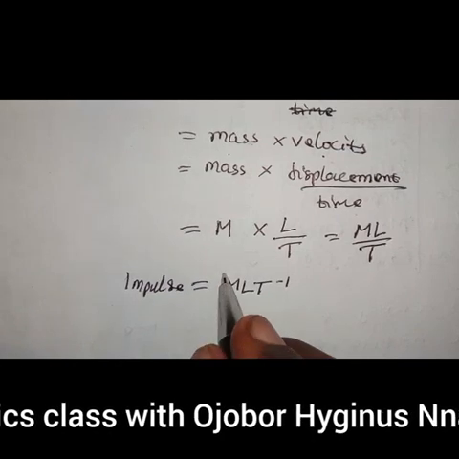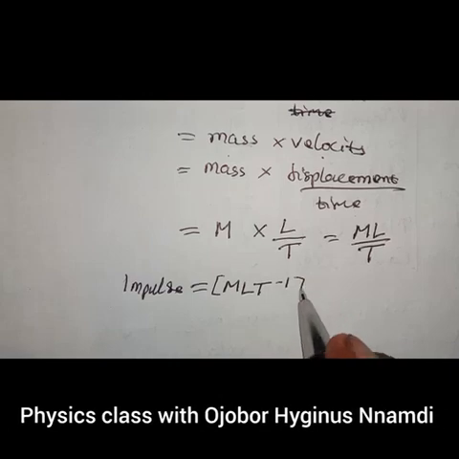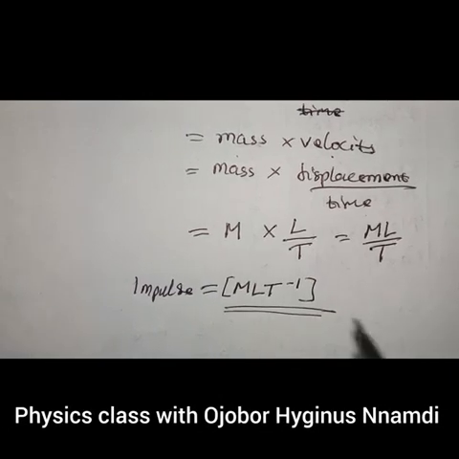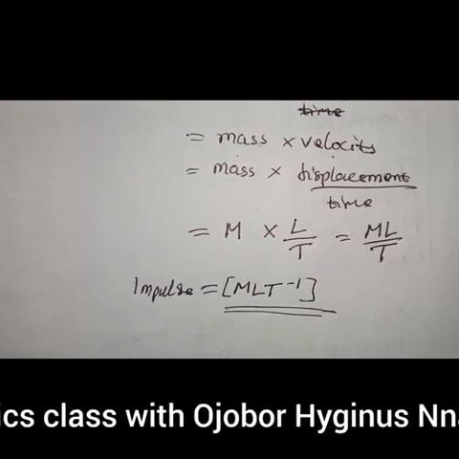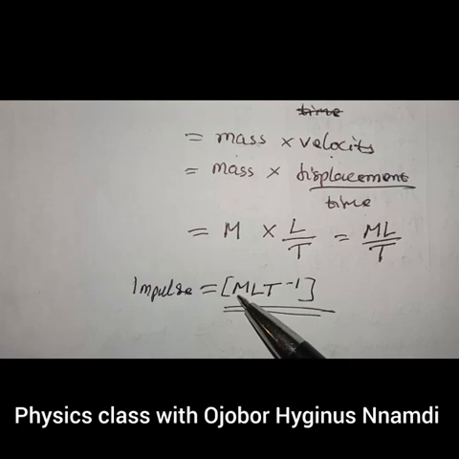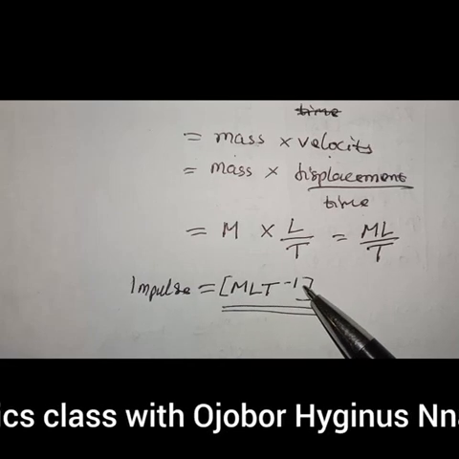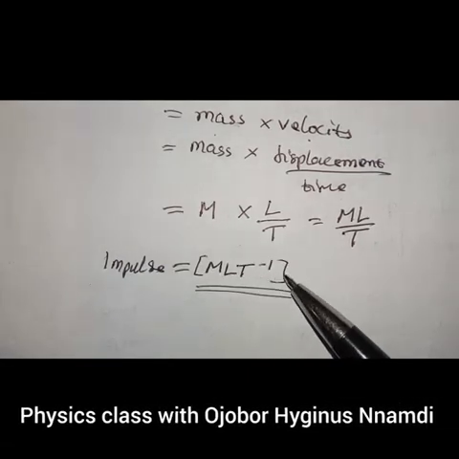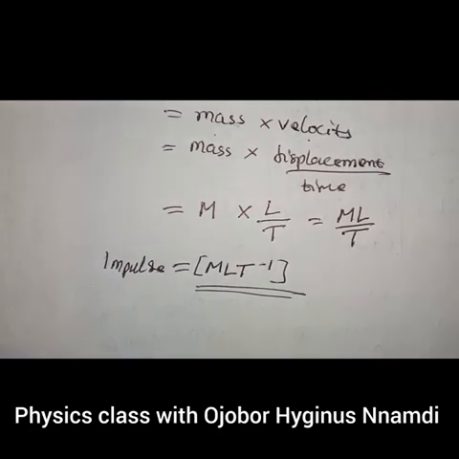And I told you it is usually put in block bracket, but it is not actually compulsory. But the way you are solving theory, it is preferable to write it this way: mass times length times time raised to power minus 1. This is the dimension. MLT raised to power minus 1 is the dimension of impulse.